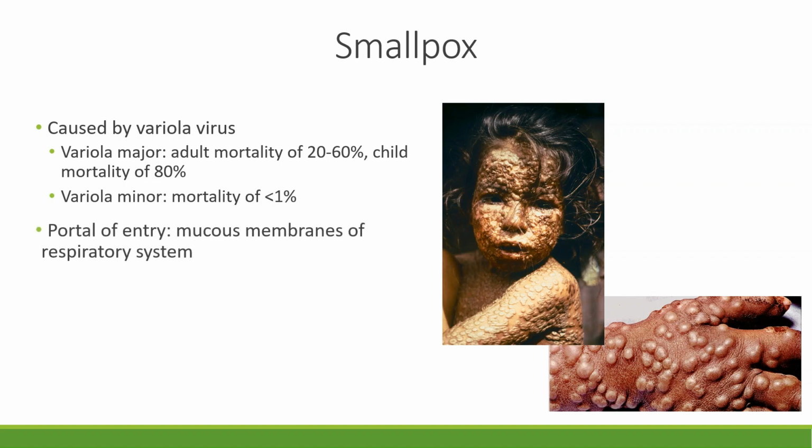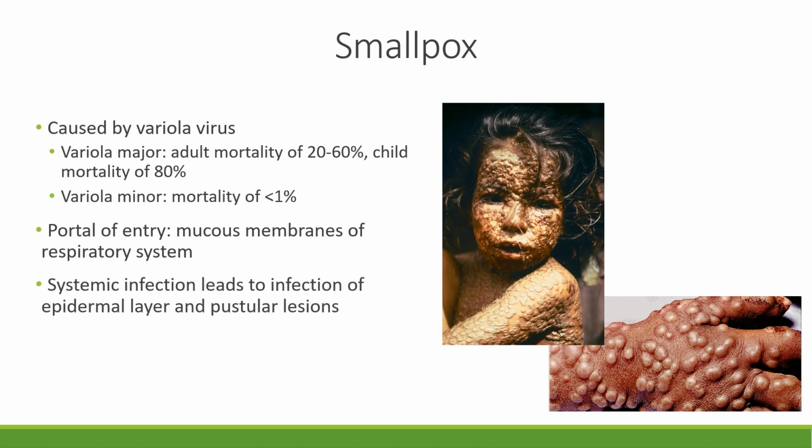The virus enters through the mucous membranes of the respiratory system, usually through inhalation. From there, it spreads systemically, and it eventually reaches the epidermal layer, where it causes the hallmark pustular lesions, which are very painful, fluid-filled sores that covered the body. And for centuries, smallpox devastated populations. But thanks to a very aggressive global vaccination campaign, smallpox became the only human disease ever eradicated worldwide.